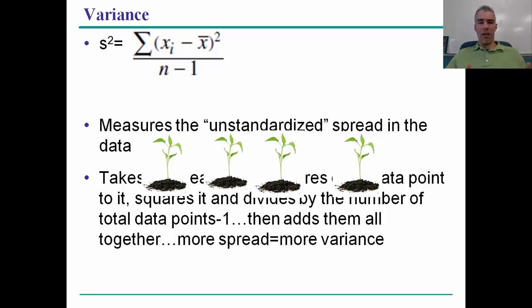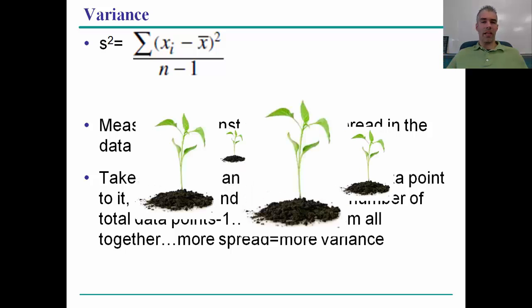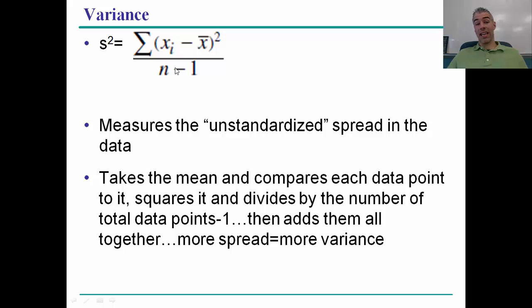If they're all right around the mean, you'd expect the variance to be very low. Whereas if they're all over the place, with really high values and really low values, and your mean is in between, you'd have a lot more variance. And that's what this statistic actually shows.